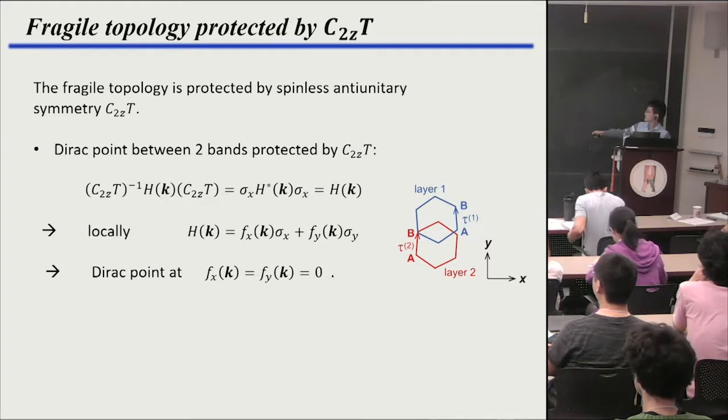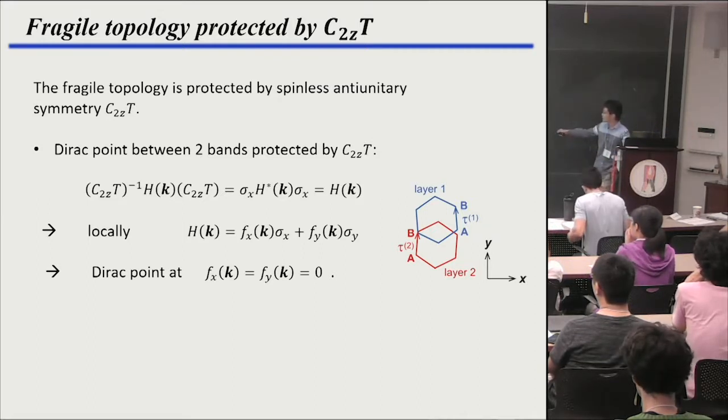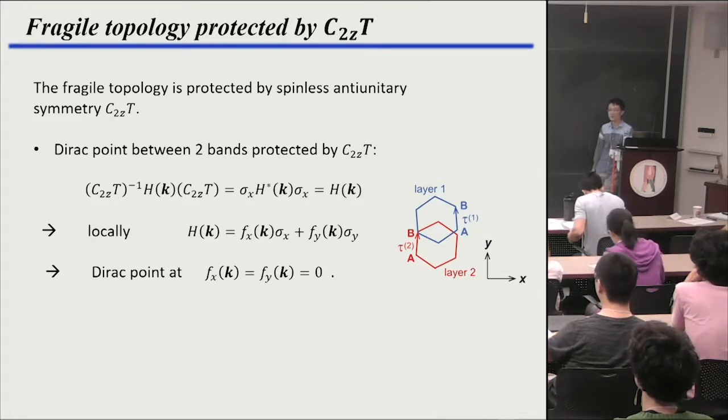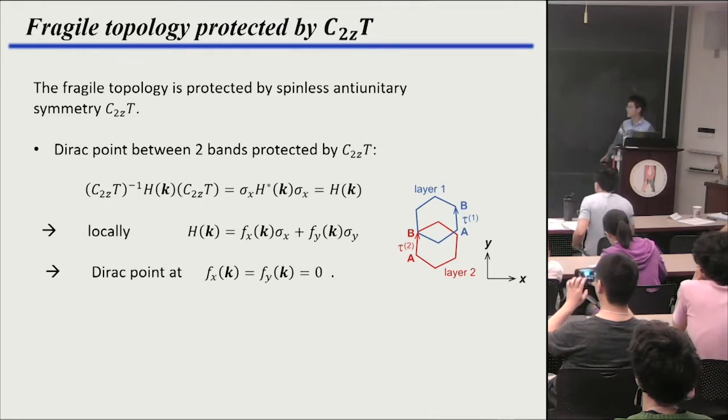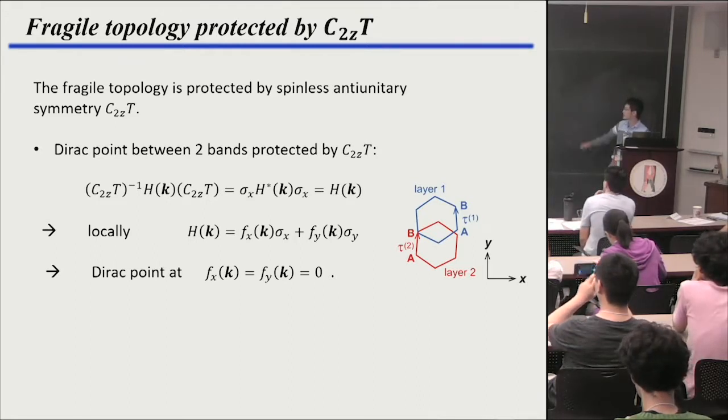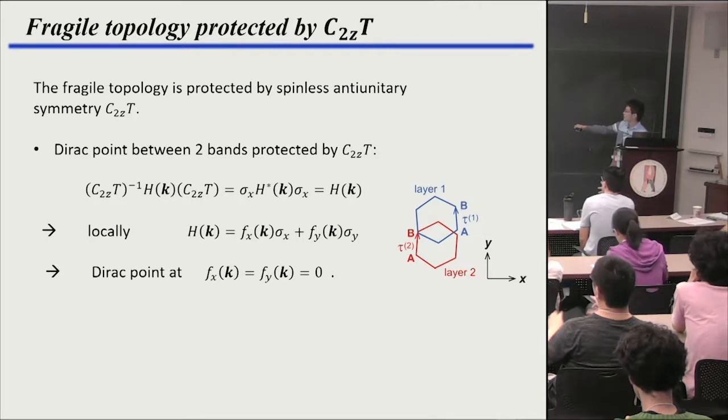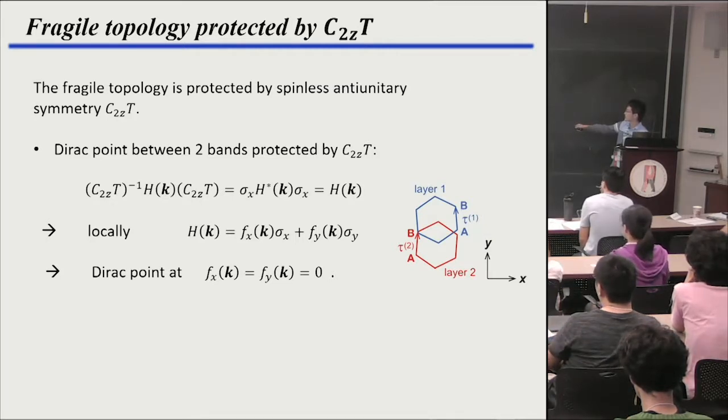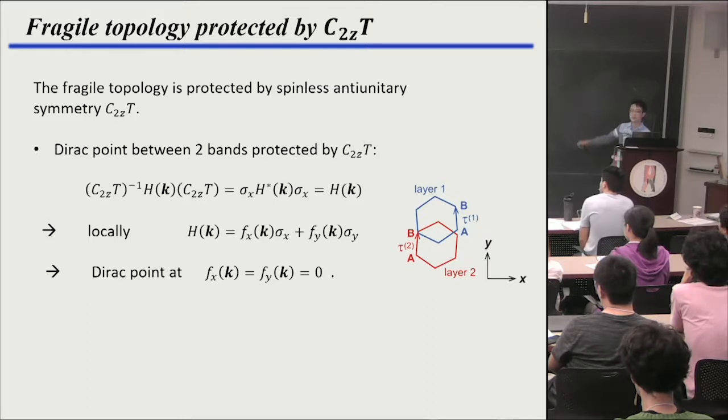So then C2zT acting on your Hamiltonian will give you a Hermitian conjugate. And also there's a sigma x that is coming from C2z, because C2z actually flips the sublattice A and B. So this sigma here is the sublattice index. So you get an additional sigma x. So if you have this C2zT symmetry, then this indicates this equation. And that constrains your Hamiltonian. Your Hamiltonian has to be of this form. Basically, you cannot have a sigma z matrix.